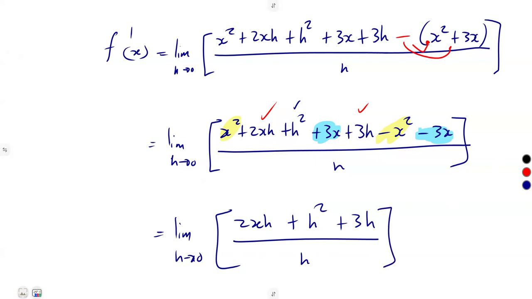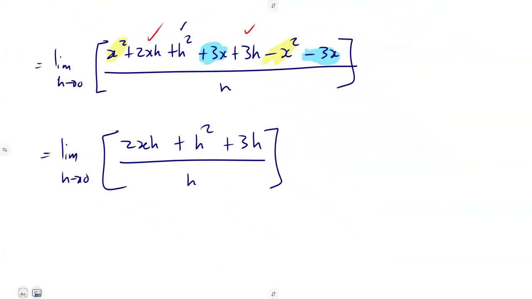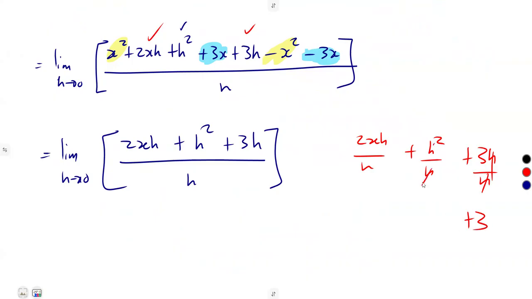So we can separate these terms. There are 3 of them. You can do that separation, each and every part over h, right? H squared over h, 3h over h. So this is going to cancel. That's 3. And this is going to give us h. And this is going to give us 2x. It is up to you.